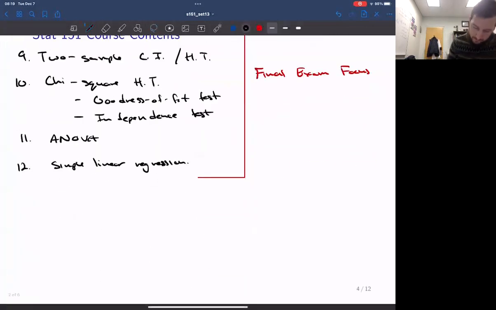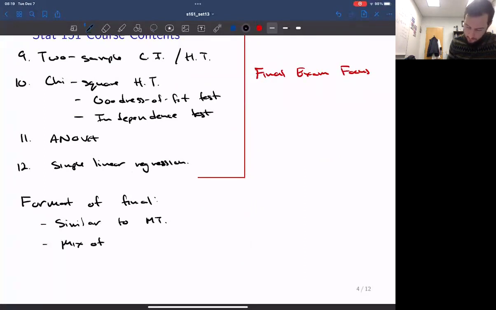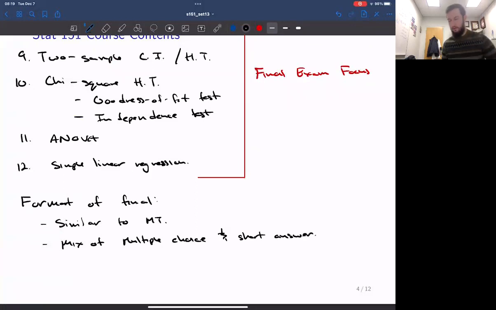In terms of format, it's going to be similar to the midterm. So it'll be a mix of multiple choice and short answer. There'll just be a few more questions because it's a longer time frame.